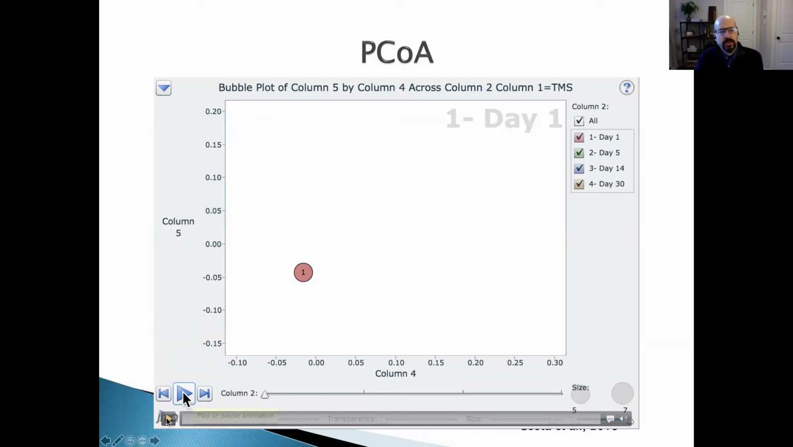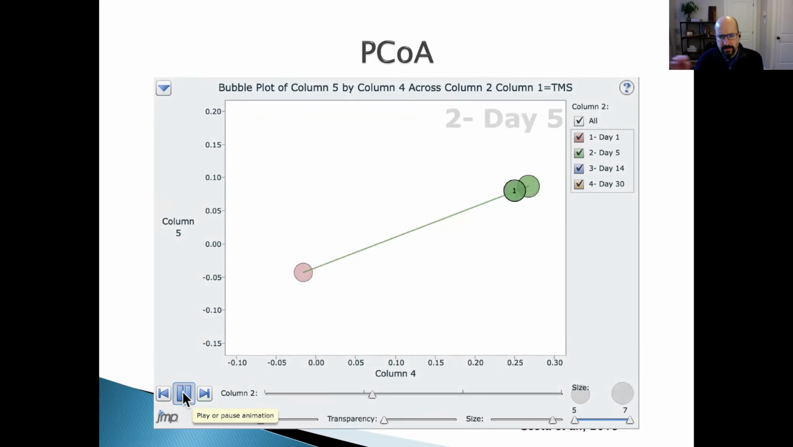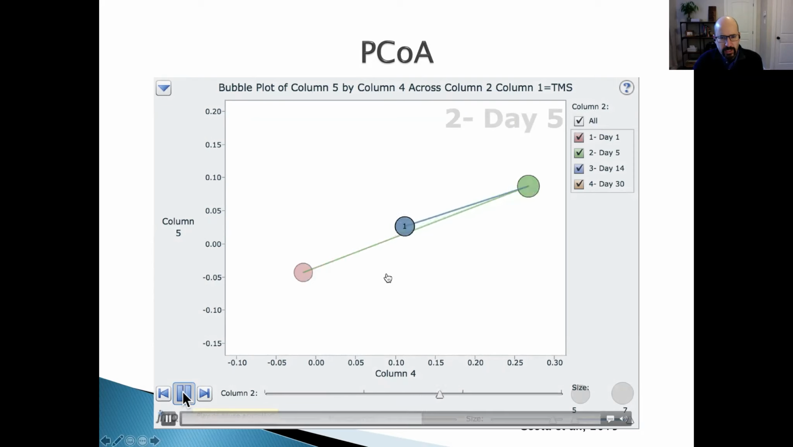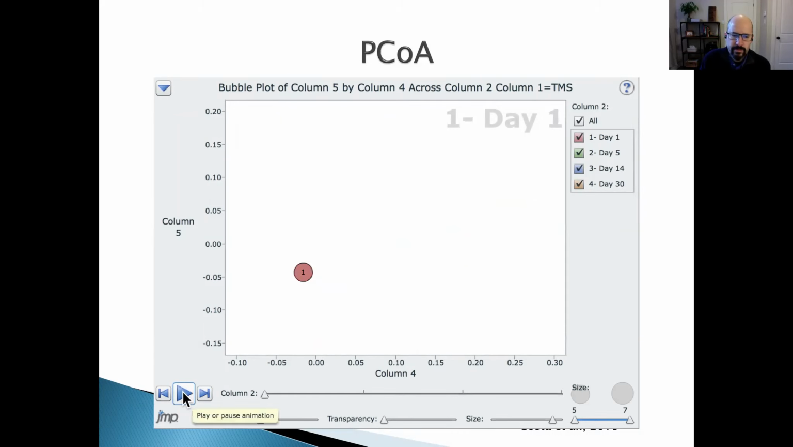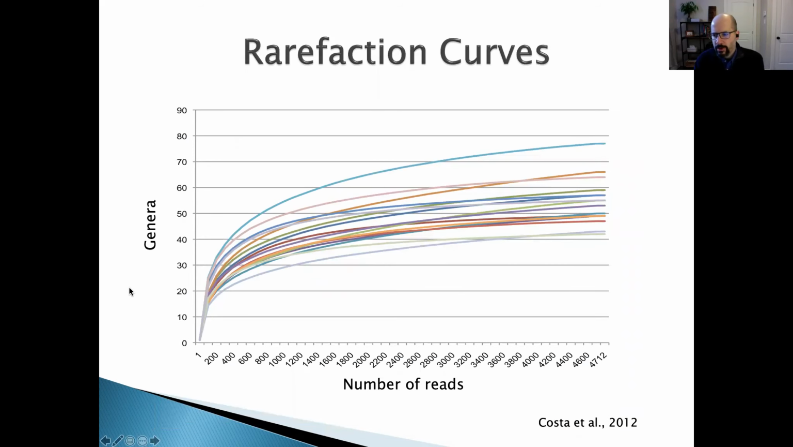Oh, it's here. Okay. So here is baseline, and then after 5 days of treatment, you can see that the composition of the bacteria changes completely. And then at 14 days, it starts to come back to normal. And at 30 days, it's already close to what it was before at baseline. So it's another way to visualize the dynamics of this composition over time in animals treated with antibiotics. I hope PCoAs are clear to everybody.